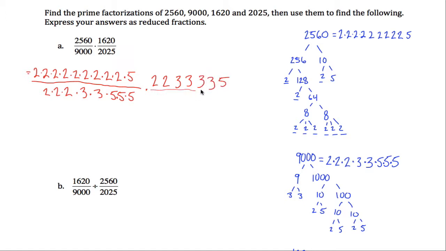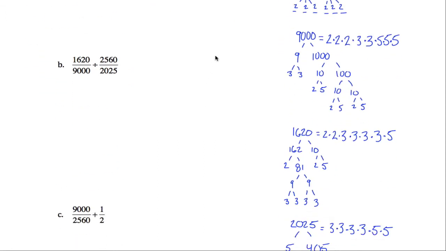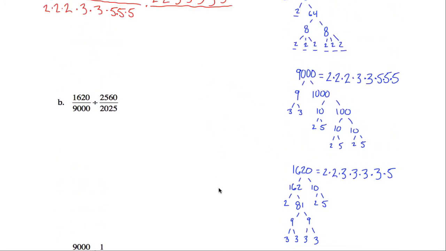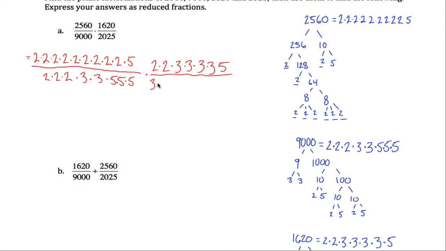All being multiplied together. And 2025 was the one with all the fives. It's 4 threes and 2 fives. So finally, now that we have it all written, we can do the satisfying part of crossing stuff out. Cancel this 2 and this 2. Cancel out this 2 and this 2. This 2 and this 2. No more 2's on the bottom, so I guess we're done there.